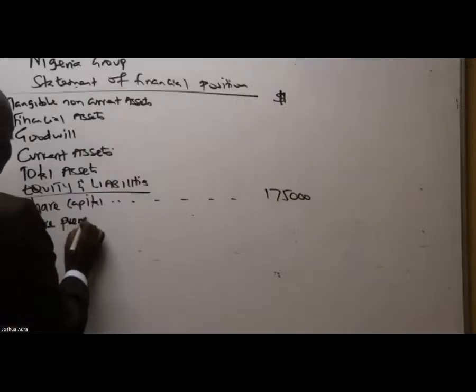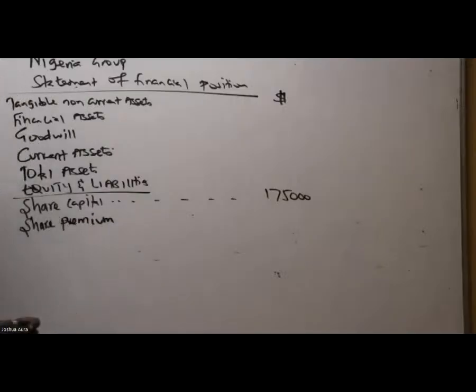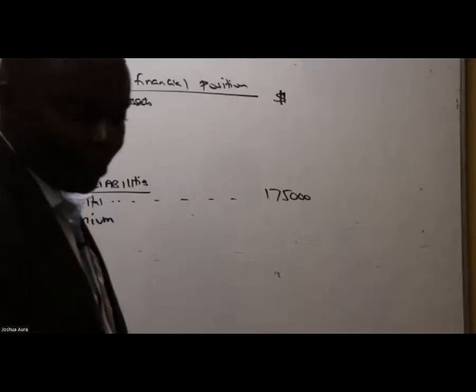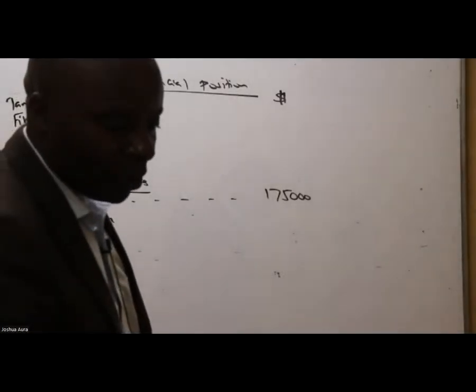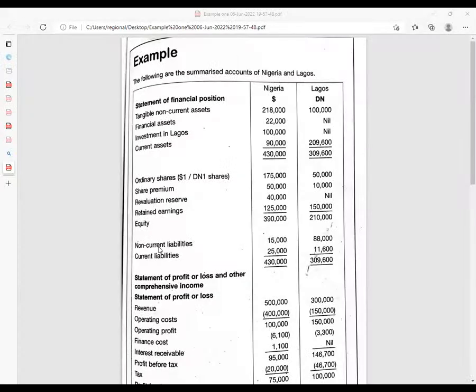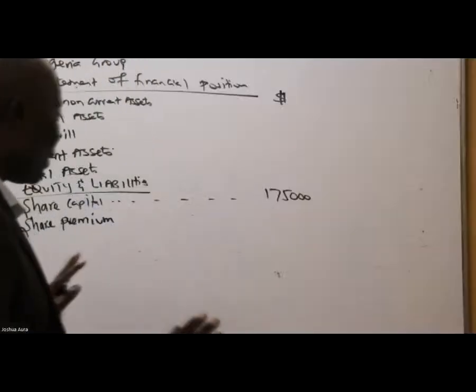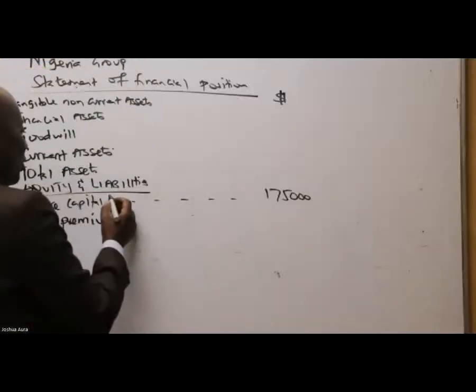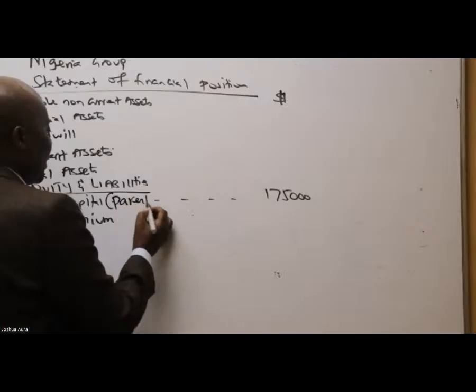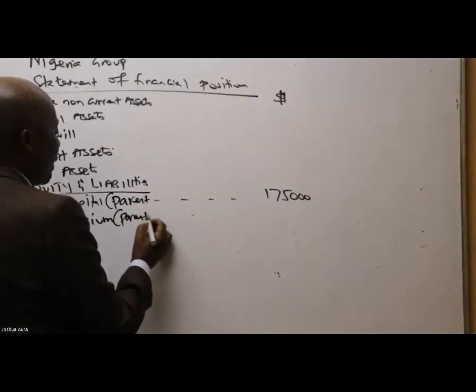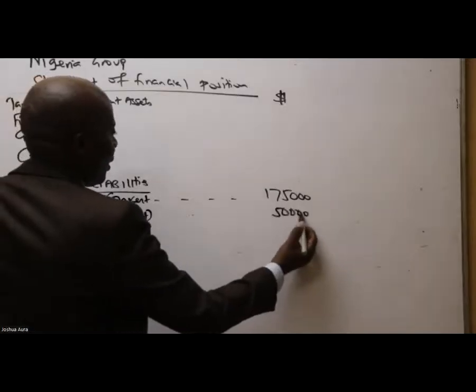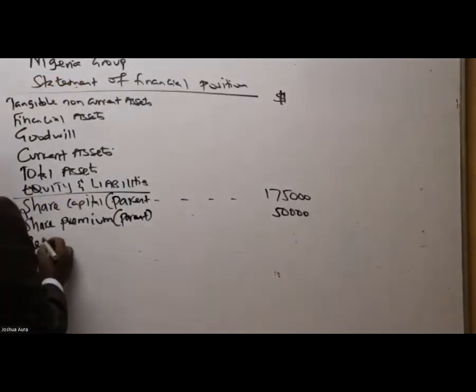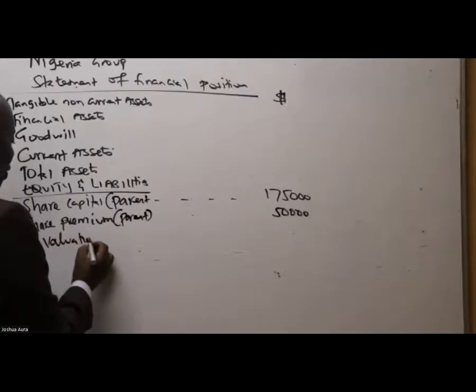So what do I have here for share premium? For share premium, the same. You pick the one of the parent. These are the free marks I'm talking about. So share premium, 50,000. I'll pick it the way it is. The parent only. If I were you, I would have written here parent. Free marks really. Now, revaluation reserve.